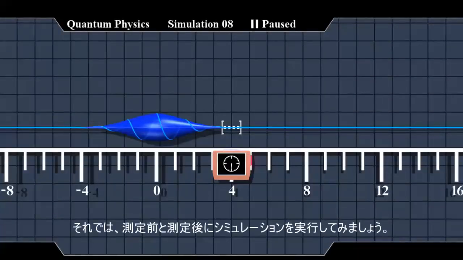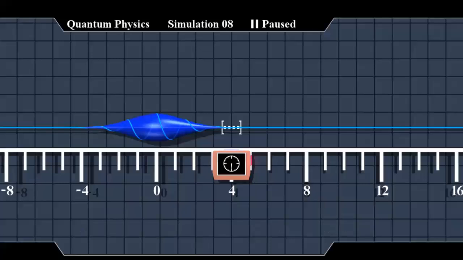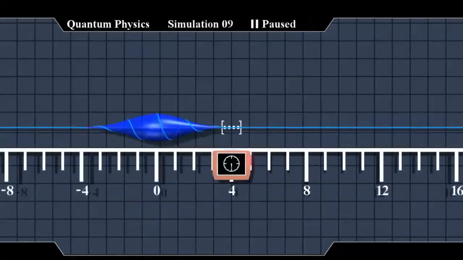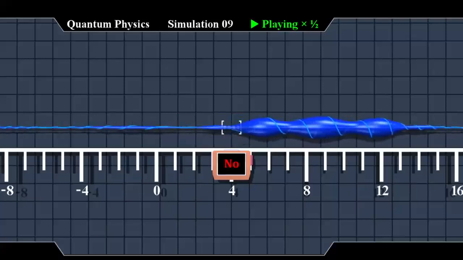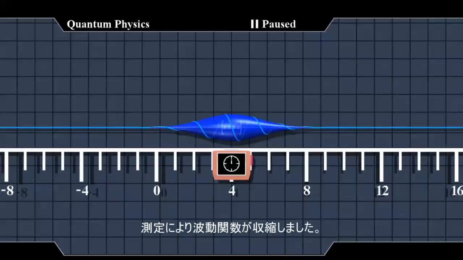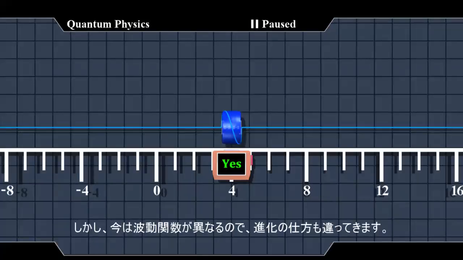We'll now run the simulation in full before and after the measurement. We'll repeat it twice, once for each possible outcome, and then explain. The measurement made the wave function collapse. Afterwards, the function continues to evolve smoothly according to the Schrödinger equation. But since it's different now, it will evolve differently as well.